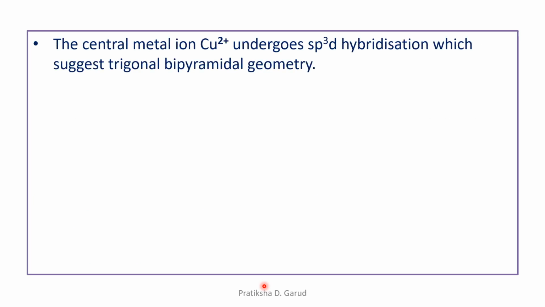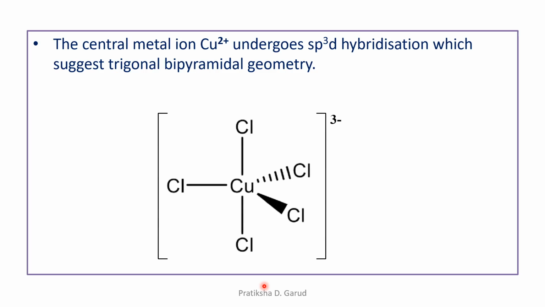The central metal ion, that is the Cu2+, undergoes sp3d type of hybridization, which suggests the trigonal bipyramidal geometry. So this is the trigonal bipyramidal geometry for the CuCl5 3- ion. At the center we have the metal and it is surrounded by the 5 ligands in a trigonal bipyramidal fashion.